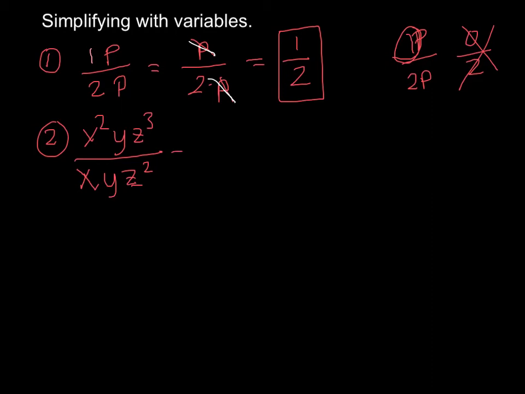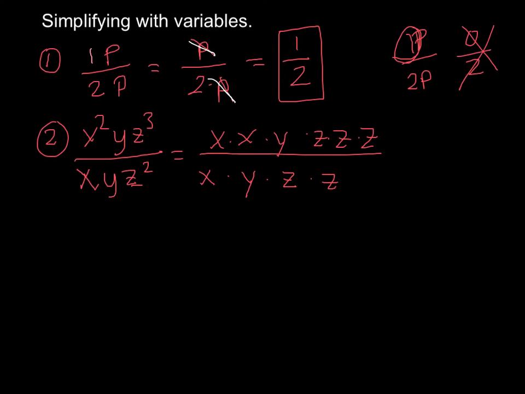So now we have to prime factorize here, guys. So I have x times y times z times z times z all over x times y times z. Oops, I forgot my z. Look at that, I'm already forgetting. Times z. 2 z's on the bottom.